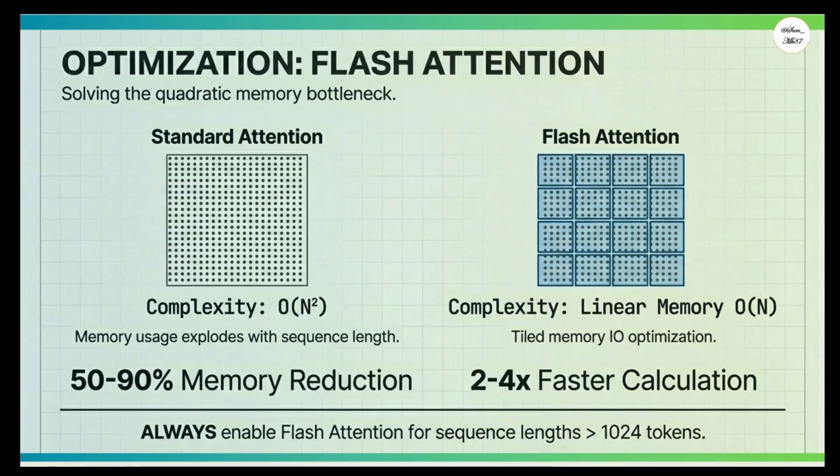So the rule is simple. If your sequence length is over 1024 tokens, you should always have flash attention enabled.